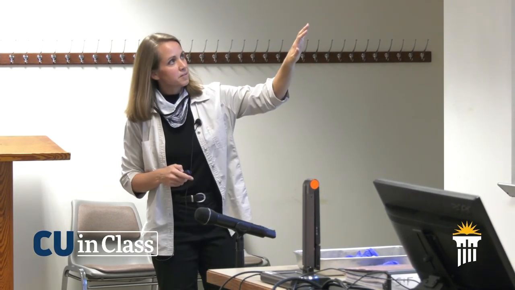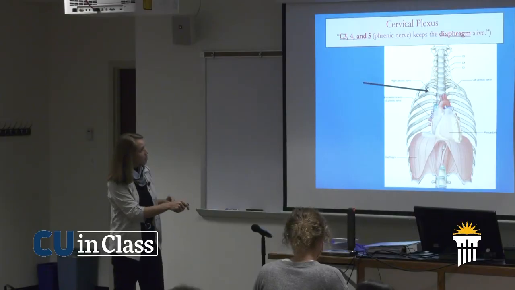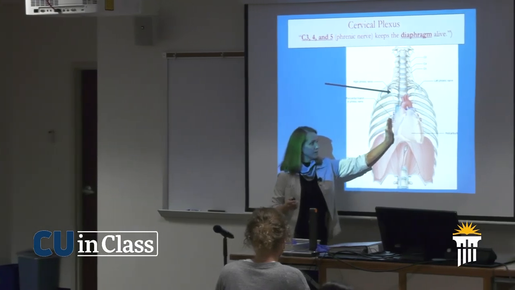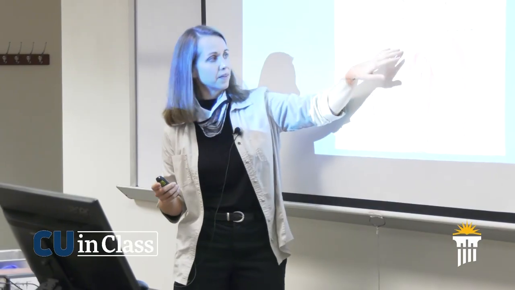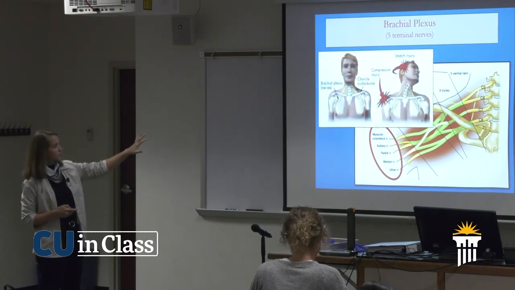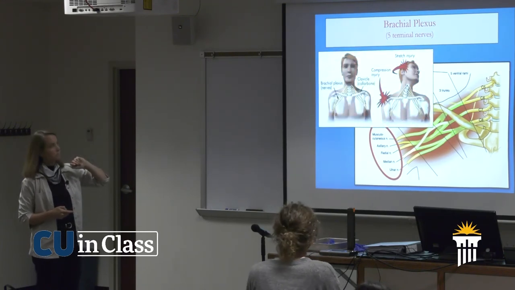Cervical plexus, C3, 4, and 5, the phrenic nerve, keeps the diaphragm alive. Here is that phrenic nerve. You can see it coming from the plexus up here all the way down. Usually in the cadavers, we see these as they track right along the heart, and then they'll innervate the diaphragm. Brachial plexus, the five terminal nerves, and we've talked through some of those. And clinically, you'll see brachial plexus injuries.